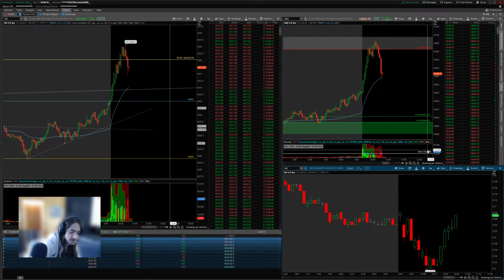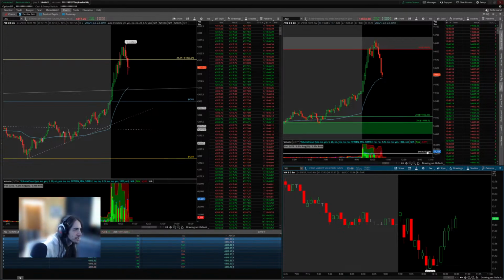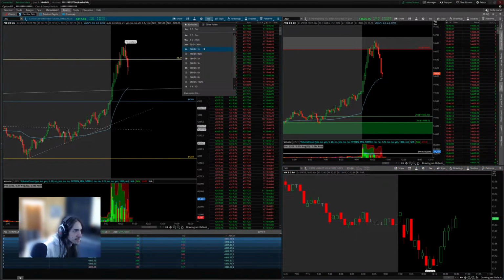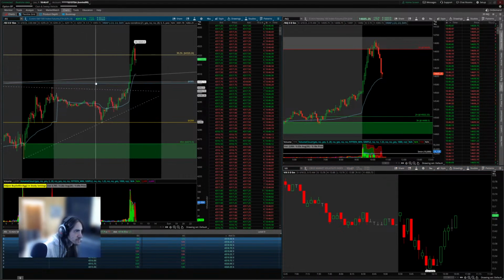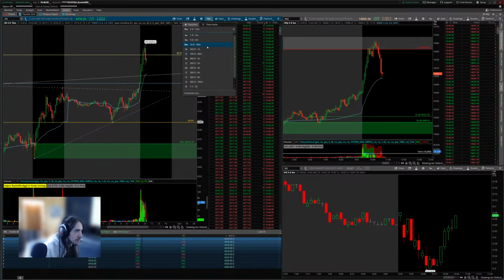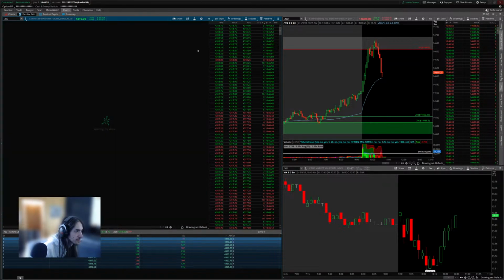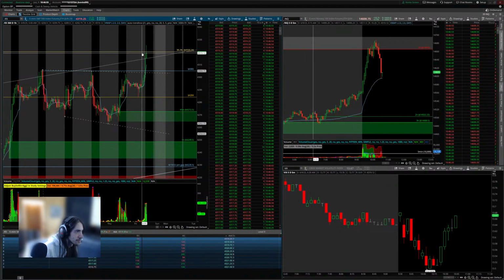VIX still pushing higher. Remember, guys, trend is our friend. Almost a head and shoulders on ES, 5-minute. One of those days. What's the 30 looking like? 30 or 1 hour? 1 hour. Look at that 1 hour, guys.